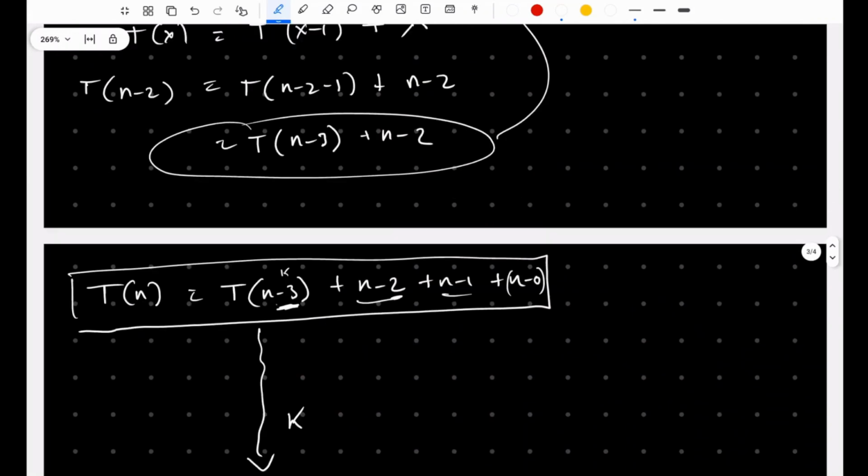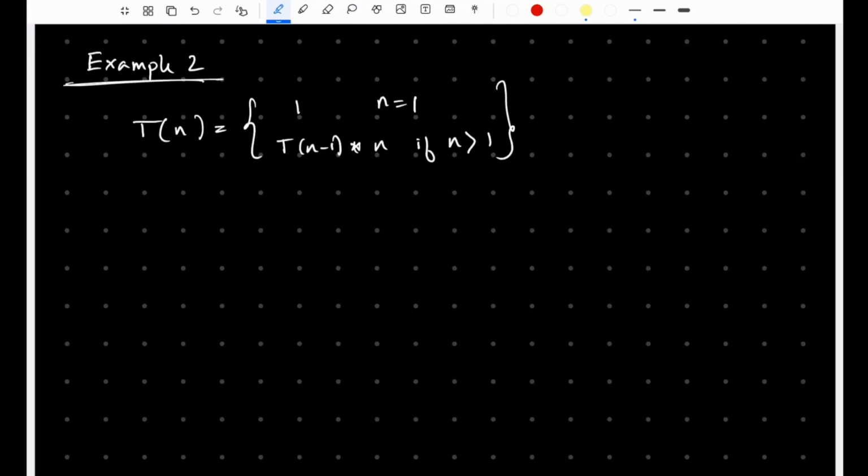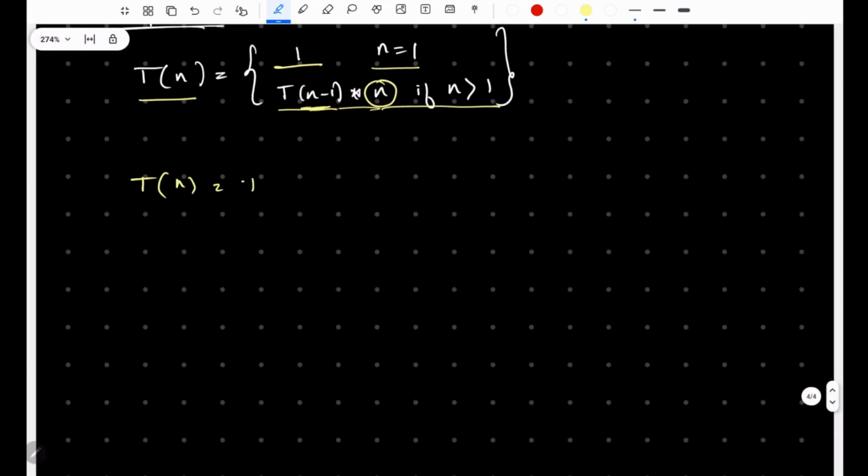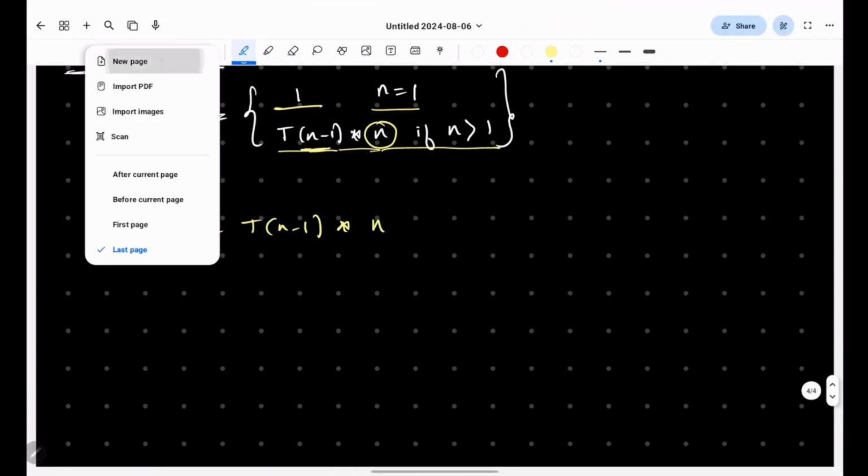So let's take another example, and we have taken a second example here, which is T of n is equal to 1 if n is equal to 1, and T of n minus 1 into n if n is greater than 1. So as you studied, a recurrence is writing a function in terms of its smaller input. So it is n minus 1 into n, and this one is a non-recursive term, you can see. So n is a non-recursive term, and just a minute. Yeah, so what we have got, T of n is equal to T of n minus 1 into n. Let me add one page.